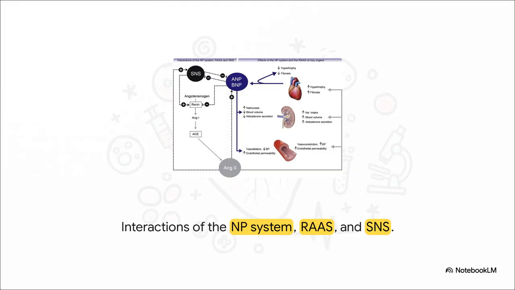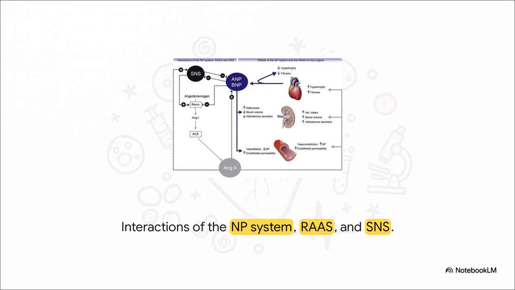Imagine a physiological tug-of-war happening right inside a failing heart. On one side, you've got the RAS system and the sympathetic nervous system, or SNS. They are actively trying to constrict blood vessels and retain water, which is honestly terrible for a heart that's already failing. On the other side, acting as the physiological hero, is BNP.